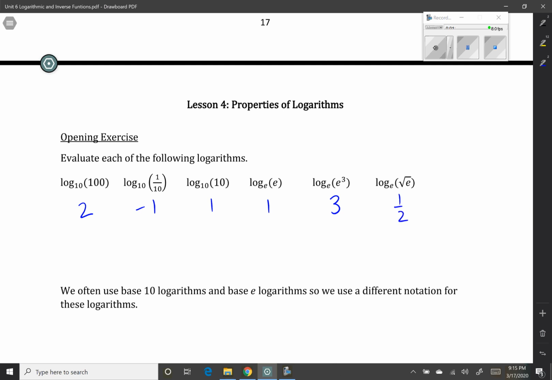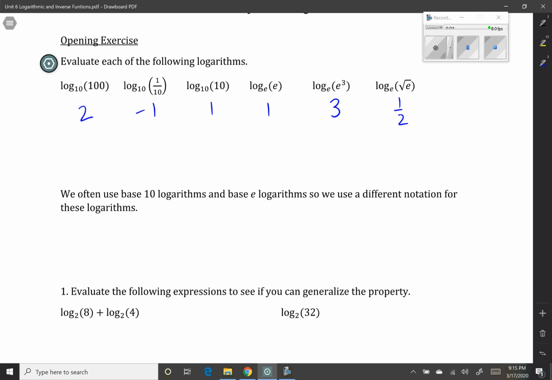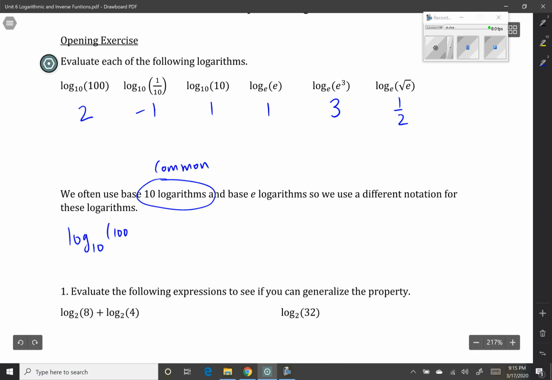Now, the reason why these 6 examples are important is these 2 types of logarithms are so special or so common that they have special names. The first 3, the ones that have a base of 10, we call those common logs. So log base 10, these are common logarithms. So when I write log base 10 of 100, actually I could just write log of 100. And you could use just the log button on your calculator to the left of your calculator. You don't have to use log base for this one.